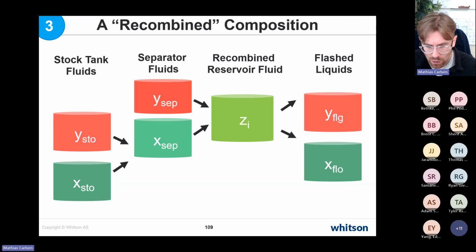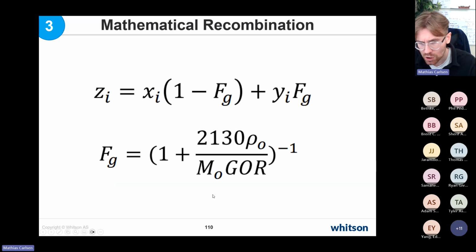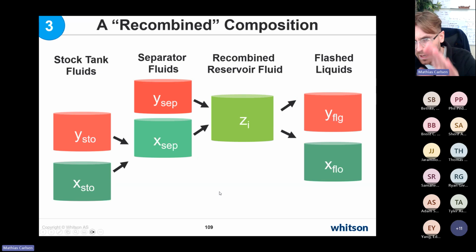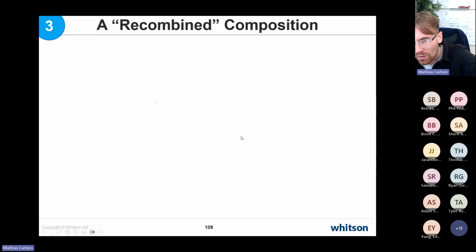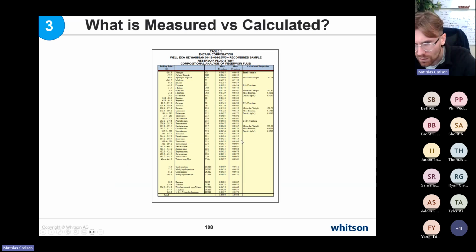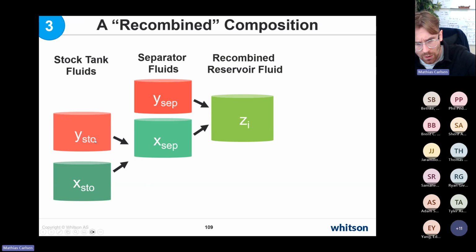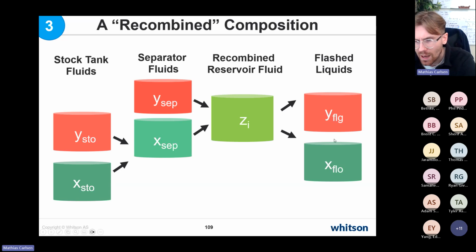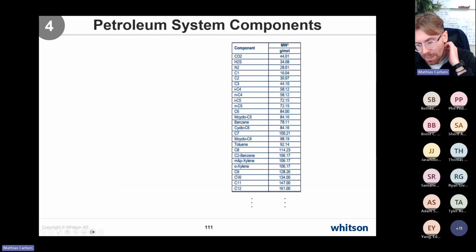And the formula for that, when you do a mathematical recombination, is just this formula right here. But again, this composition right here in green, which we saw on the previous slide, is not measured directly. You're basically measuring 1, 2, 3 different compositions, and then you're doing a mathematical recombination, or you're doing a single stage flash on the back end and doing a mathematical recombination of those. So there's no magical way to just put a reservoir fluid composition into a PVT set. Okay. And when you measure these compositions, that's what we talked about earlier.